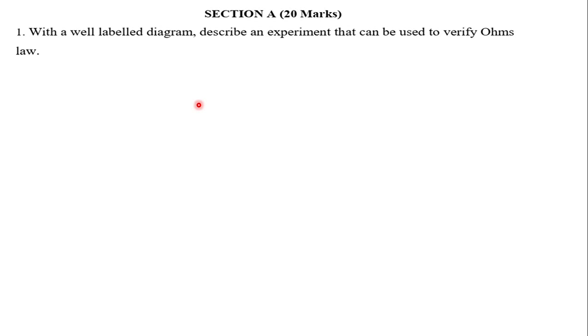So question number 1, with a well-labeled diagram, describe an experiment that can be used to verify Ohm's law. Beautiful question here. So Ohm's law states that current through a conductor, metallic conductor, is directly proportional to the potential difference across the conductor as long as temperature and the other physical factors are kept constant. That's Ohm's law. So how can we verify that? With the aid of a labeled diagram.